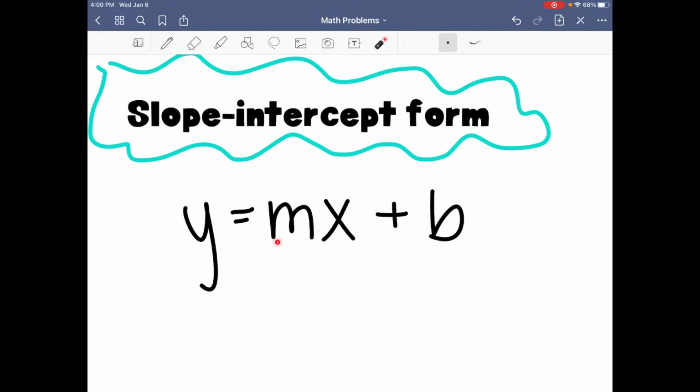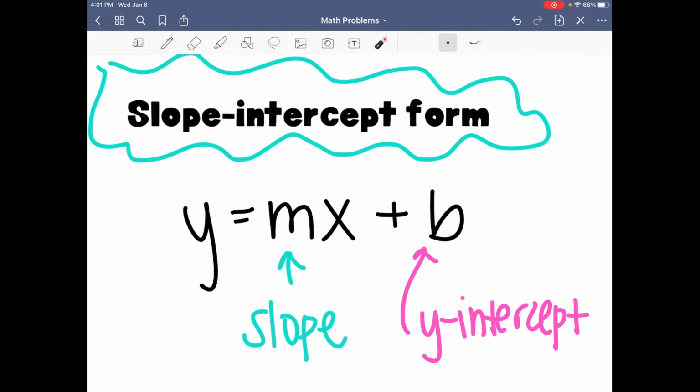First, let's look at this mx here. This m and this x are multiplied together. Even though we don't have a multiplication dot or we don't put parentheses, we know that these two are going to be multiplied together. This m here represents the slope. We can also describe the slope as the rate of change. This b represents the y-intercept.